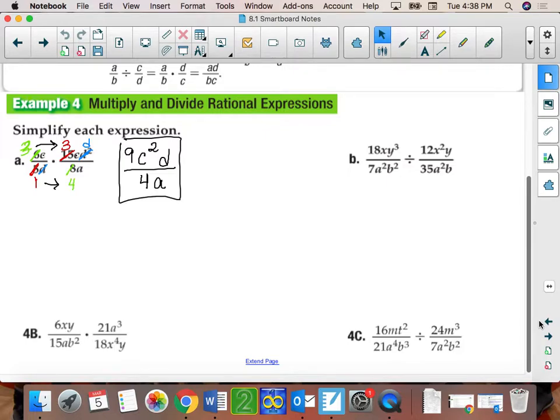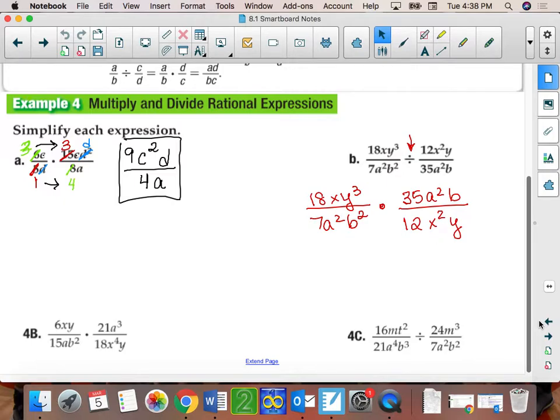Okay, so for B, if you notice here, we are dividing. So I'm just going to right away rewrite this as keep it. So I'm going to leave my first fraction the same. And then I'm going to change my division to multiplication. And then I'm going to flip this fraction. And I think if you try to start simplifying before you flip it, you can start to get confused.